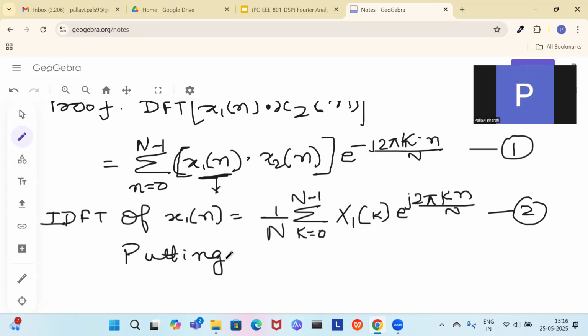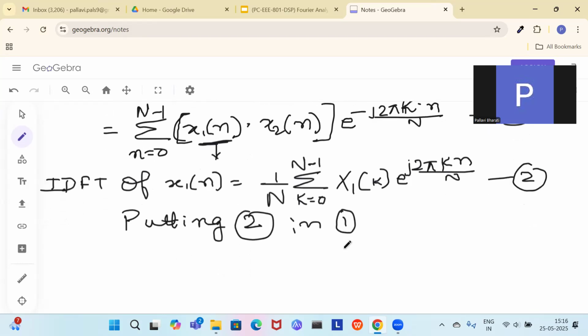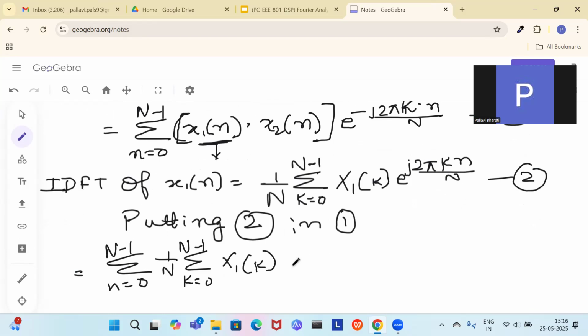So putting 2 in 1, what we will get is the summation n equals 0 to capital N minus 1. And here we will be putting 1 by N, summation k equals 0 to capital N minus 1, x1k e to the power j2 pi k n by capital N. And then we will write x2n e to the power minus j2 pi k n by N.